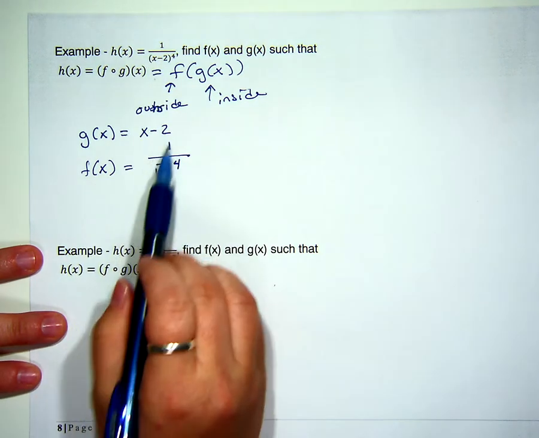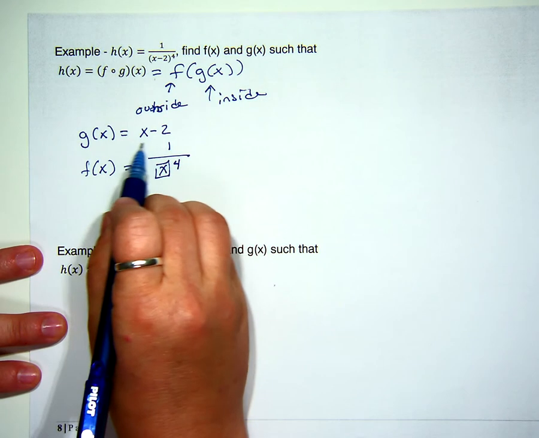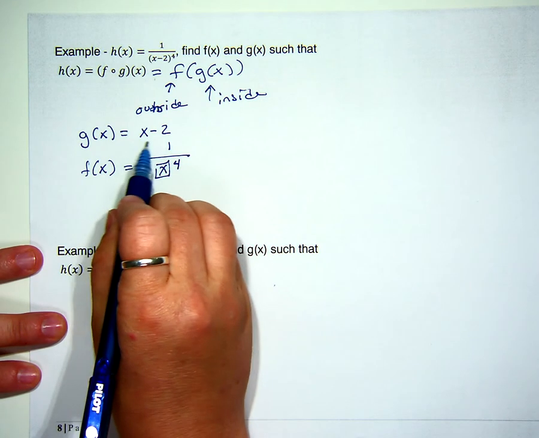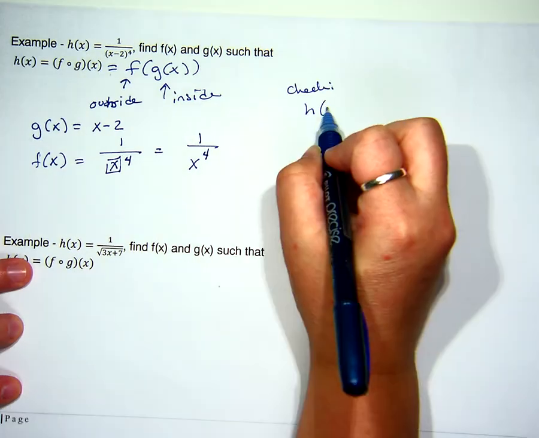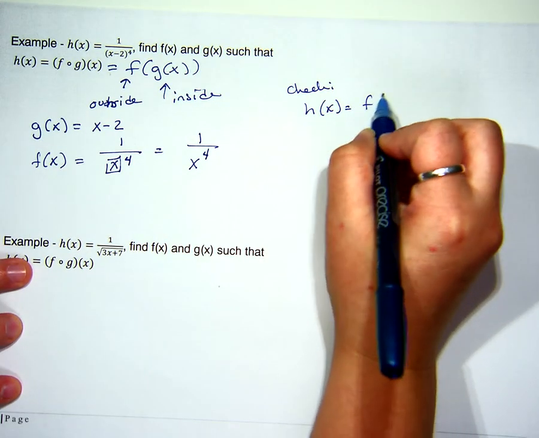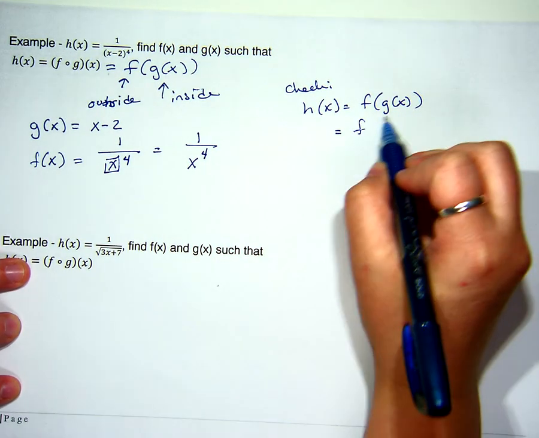But I can't say it's 1 over a blank box to the fourth power. I have to have a variable, and we are using x's. So I'm going to let my f function be 1 over x to the fourth. Let's see if it works. To see if this works, you simply multiply out the two functions that you've said. Okay, it's f of g of x. Well, what did I say g of x was?